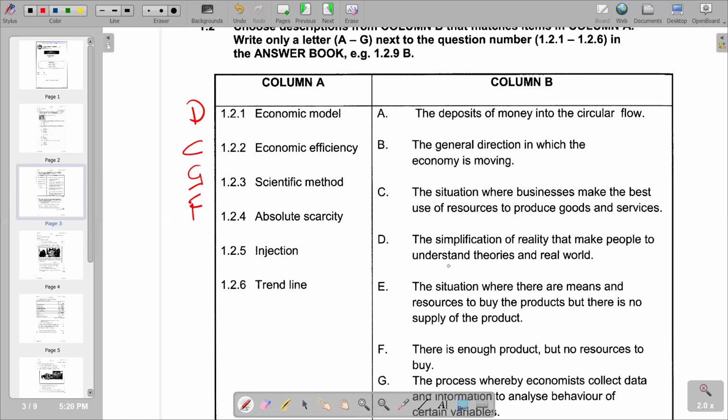Then we've got injections, which is A, deposits of money into the circular flow. This is an addition into the circular flow, so it becomes an injection. Then our trend line. Obviously, it basically shows a general direction, so we go to B, saying the general direction. These are the responses that we have in terms of the matching section.